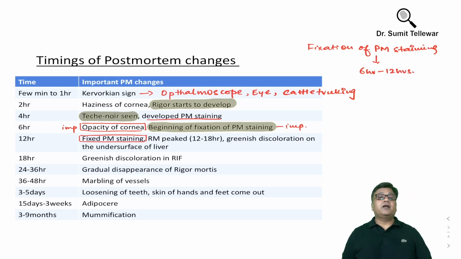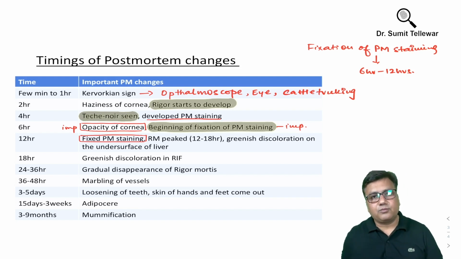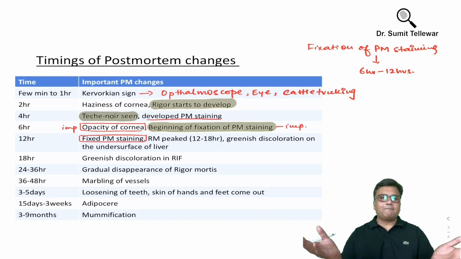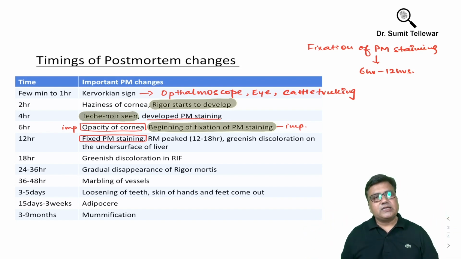और PM staining कहाँ डेवलप होती है? Develops in the dependent portions of the body. So अगर कोई डेड बॉडी है और वो एक ही पोजीशन में पड़ी हुई है, 6 घंटे के बाद में जो पोस्टमार्टम स्टेनिंग उसके डिपेंडेंट पोर्शन पे डेवलप होगी, वो फिक्स होना चालू हो जाएगी उस जगह पे, और 12 घंटे तक कंप्लीटली फिक्स हो चुकी होगी.